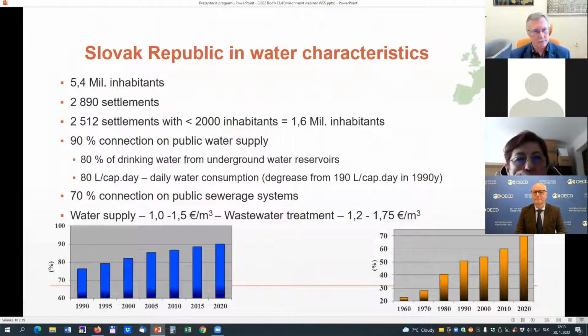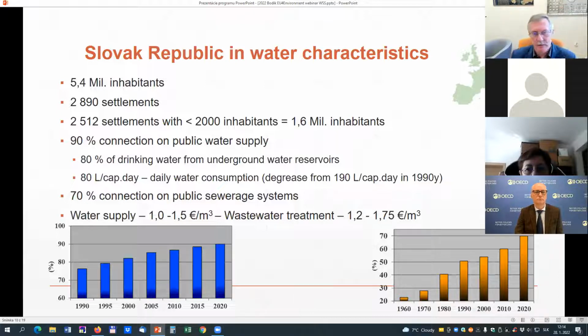So a little bit of some water characteristics of my Slovak Republic. 5.4 million inhabitants, a very high amount of settlements, 2,900, and 90% of all settlements are small settlements, where 1.6 million inhabitants are living in rural Slovakia.